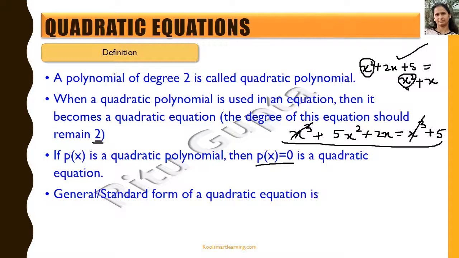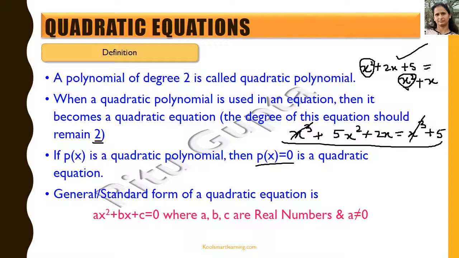Now the general or the standard form of a quadratic equation is ax square plus bx plus c equal to 0, where a, b, c are real numbers and a cannot be 0. Either b or c or both of them can be 0, but if a is 0, then it becomes a linear equation, and it does not remain a quadratic equation.